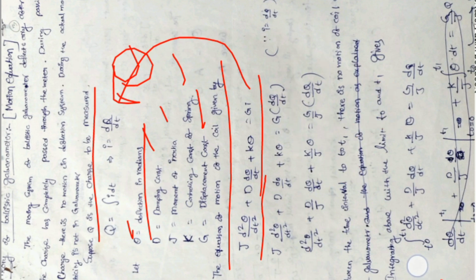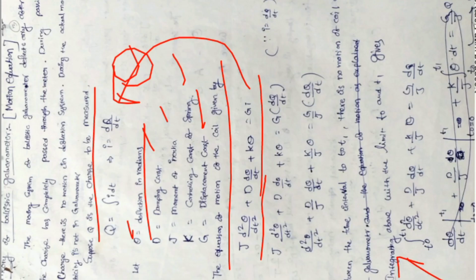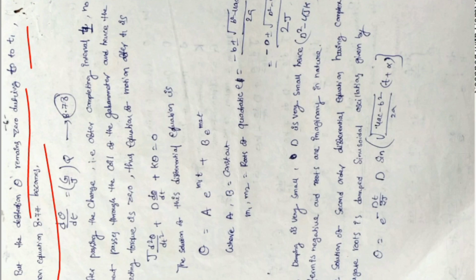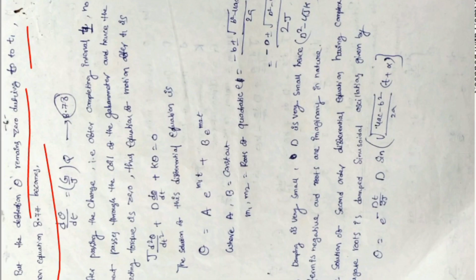That means from t0, in the zero condition, to some initial value current flows through the coil, and only then will deflection come. Now we are integrating with the limits t0 to t1. But the deflection theta remains 0 during t0 to t1. Then the equation of motion becomes d theta by dt equal to G by J into q. In the previous equation, now these terms become 0, and G by J equal to q, so d theta by dt equals G by J into q. You will get one equation.